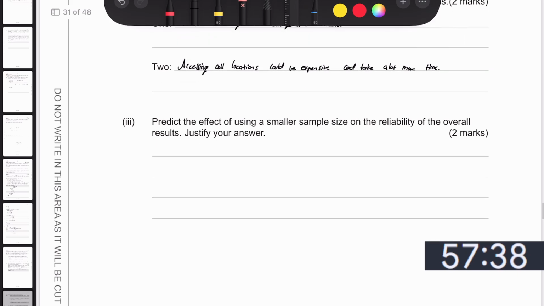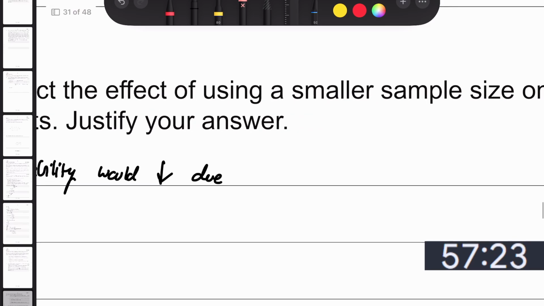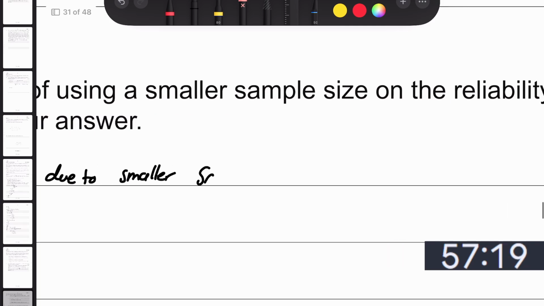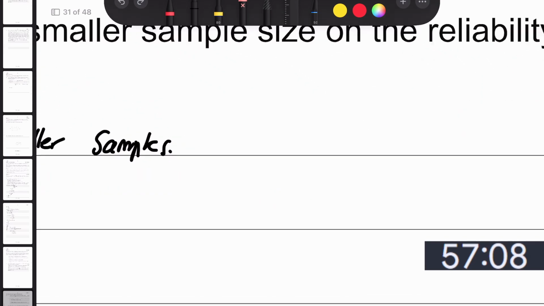Predict the effect of using a smaller sample size on the reliability of the overall results, and justify my answer. Reliability would decrease due to the smaller sample size, but I'll bring out some methods. Theta equals square, no, I'm joking, not theta, sorry, sigma.